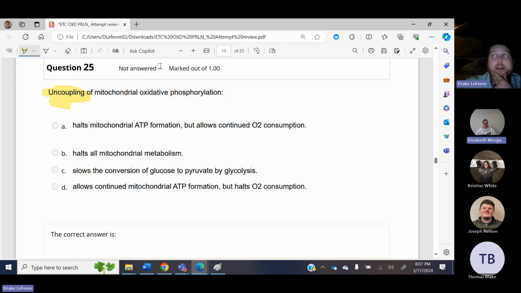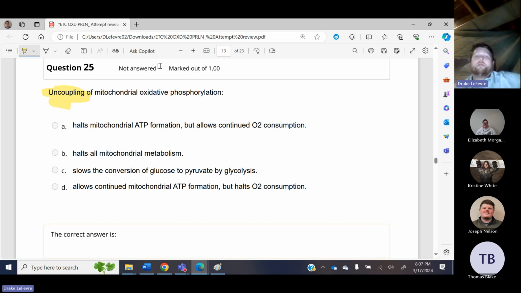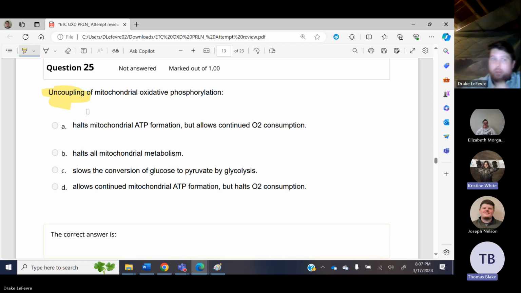So let's stop and think Krebs cycle, right? Where does the Krebs cycle take place? Inside of the mitochondria still. So that's still part of mitochondrial metabolism, right? Even within the Krebs cycle, we're bringing oxygen in and producing CO2. So the answer for this question is that it halts mitochondrial ATP formation, but allows continued O2 consumption.